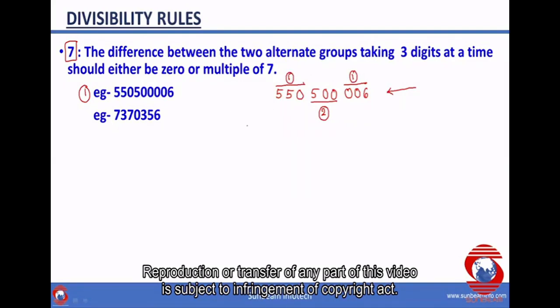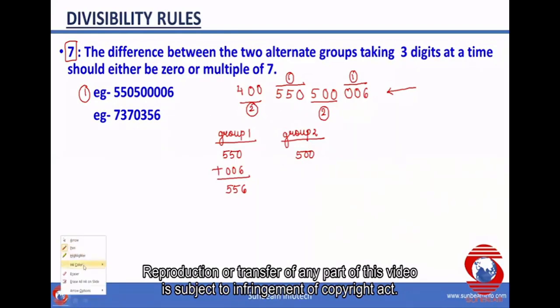Now what will I do? I will add all the numbers that are there in the same group. That is, which numbers are in group 1? 550 plus 006. So if I add them, it will be 556. And what is the number in group 2? Group 2 has only 500. But if there was another number here, let's say 400, I would still put it in group 2, right? And I would add it here only if it was there. So I will combine the same groups, right? If the groups are the same, I will combine them.